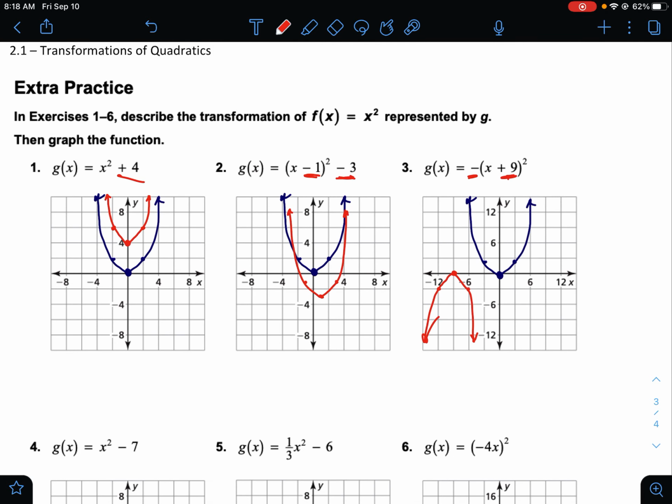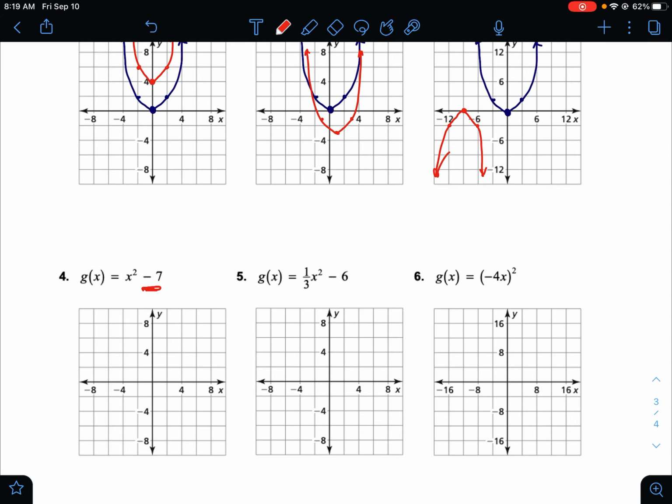You don't need to be perfect with these parabolas. It just needs to be close. It's kind of hard to draw them very accurately. It's not like a straight line where you can have Notability make a straight line for you. But as long as it's close, it's fine. I'm not going to do the rest of these. This would simply just move it down 7.